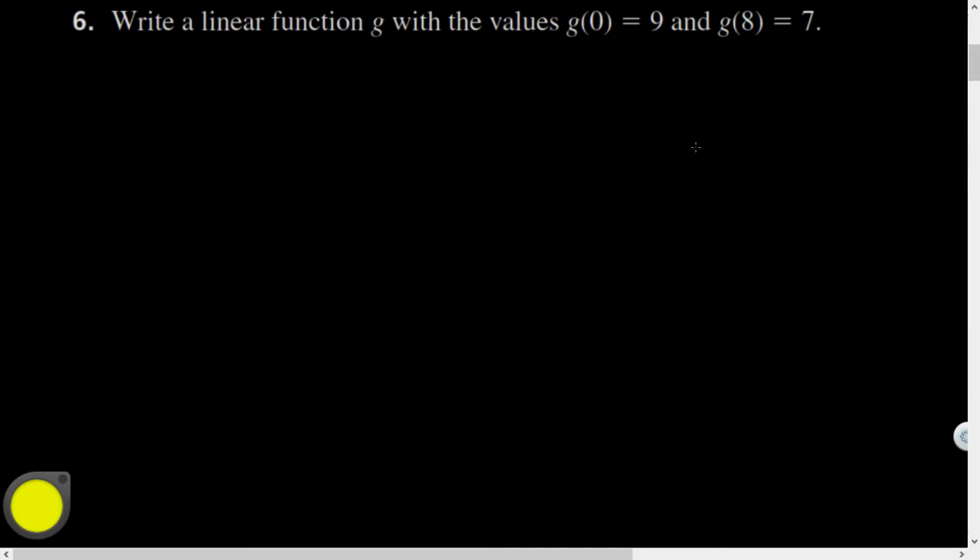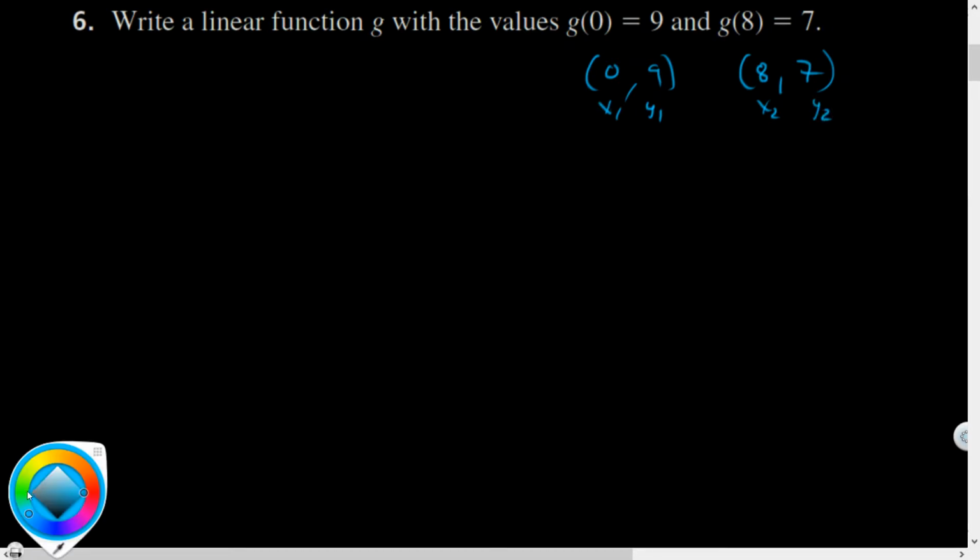So guys, if I want to do this, let's write this. This is the same as what point if I want to write it as an ordered pair? Ladies, if I want to rewrite this as an ordered pair, what is that point? (0, 9). And if I want to rewrite this one as an ordered pair, what's that going to be? (8, 7). The input was 8, the output was 7. I could label these x1, y1, x2, y2. Let's find the slope.